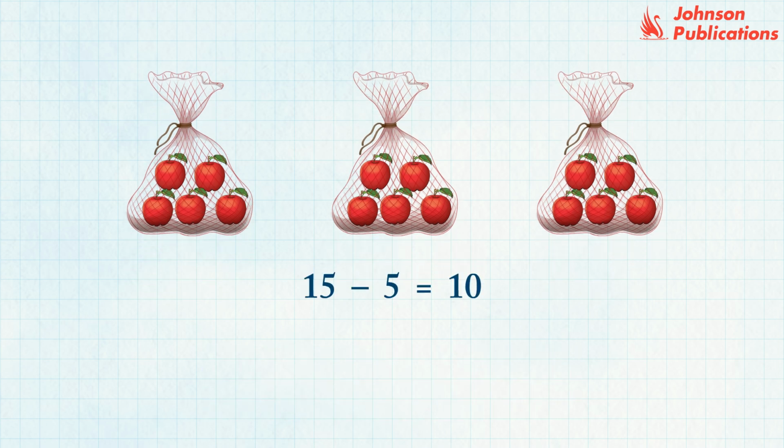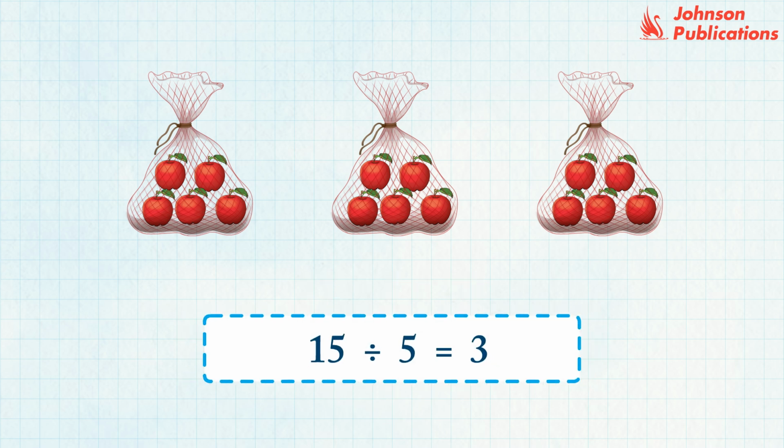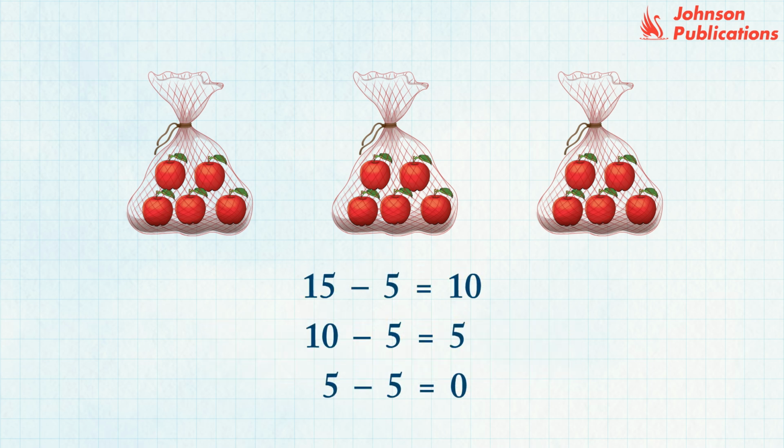Here, repeated subtraction has been done 3 times. Thus, she makes 3 packets for packing 15 apples. The division sentence for this sharing is written like this: 15 divided by 5 is equal to 3. The repeated subtraction method involves subtracting away the same number from a given number till the answer is 0.